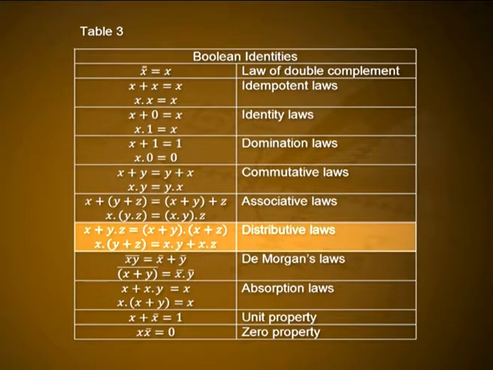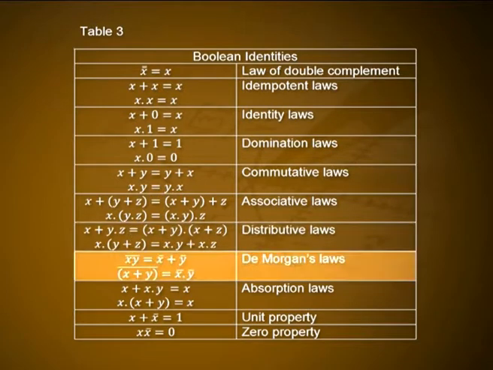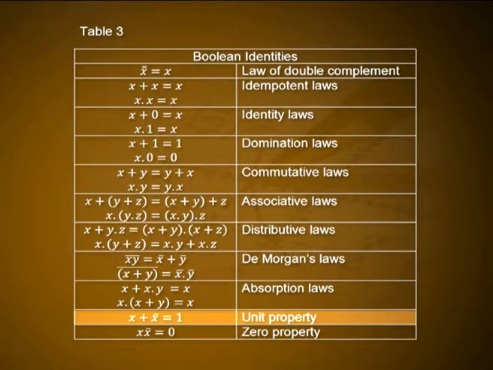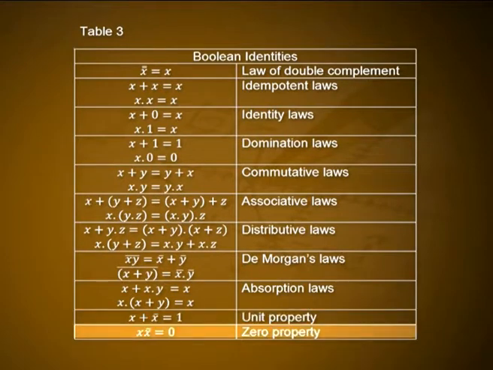x + (y · z) = (x + y) · (x + z), and x · (y + z) = (x · y) + (x · z), which are distributive laws. The complement of xy is equal to x complement plus y complement, and the complement of x + y is equal to x complement times y complement, which are De Morgan's laws. x + xy = x, and x(x + y) = x, which are absorption laws. x + x complement = 1 is the unit property, and x · x complement = 0 is the zero property.